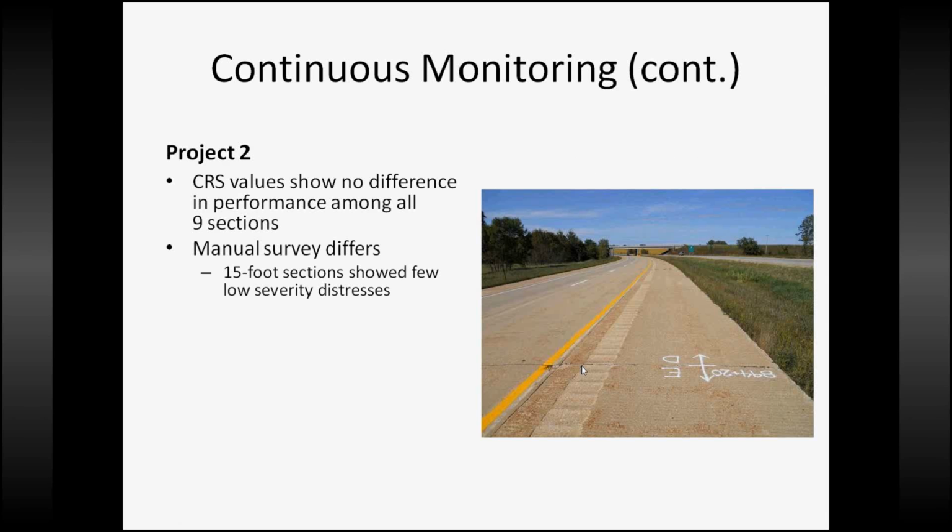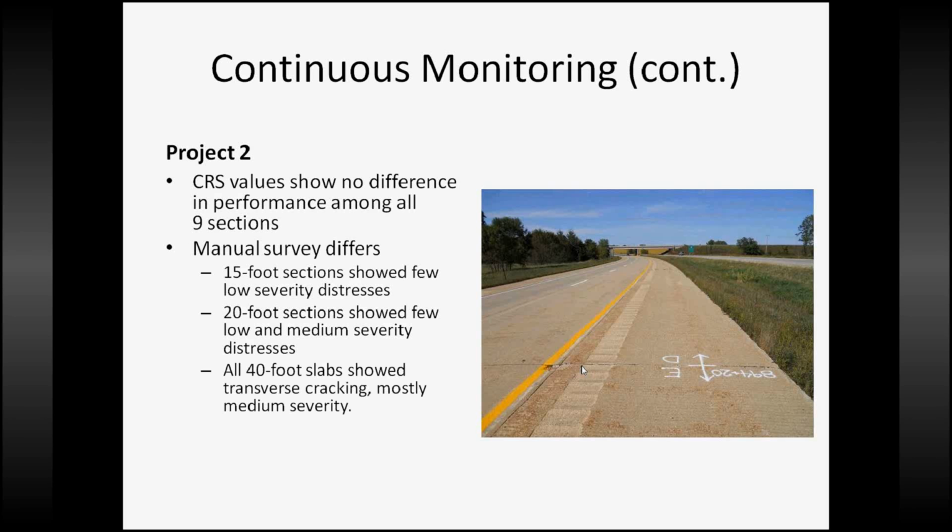low severity distresses, and mainly they were localized distresses and spalling. The 20-foot section showed very few and some medium severity distresses, and there were also spalls and localized distresses. But all of the 40-foot slabs showed transverse cracking, mostly of medium severity and some high severity cracking. And some of the high severity cracks had some serious faulting. We also noticed that the hinge jointed section showed very few low severity distresses.